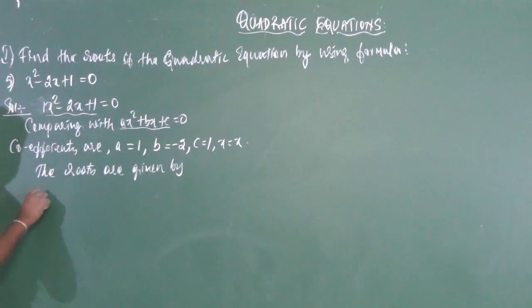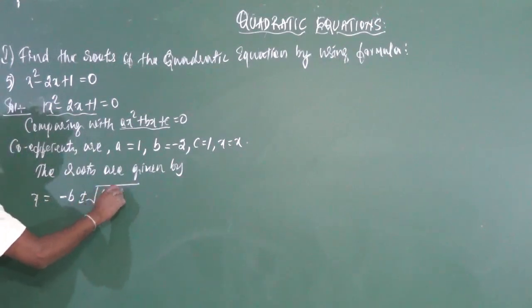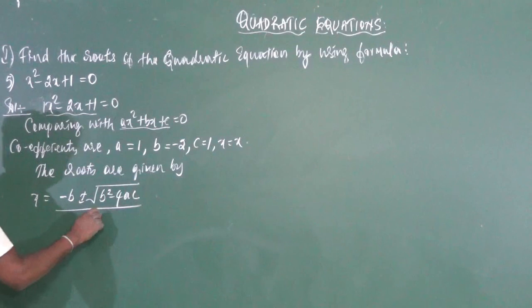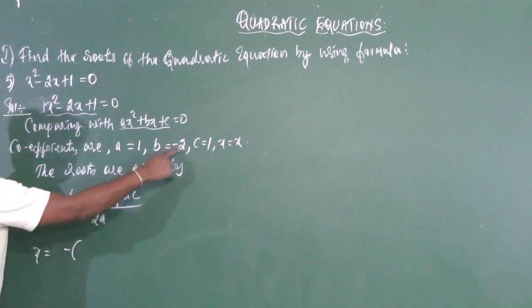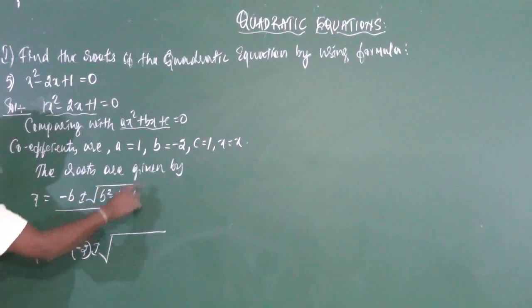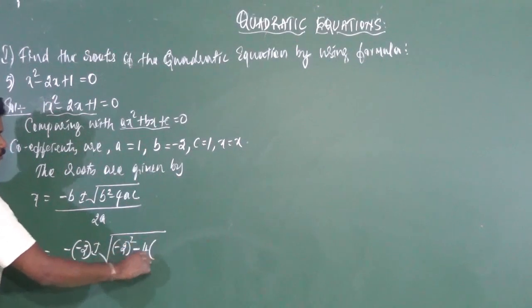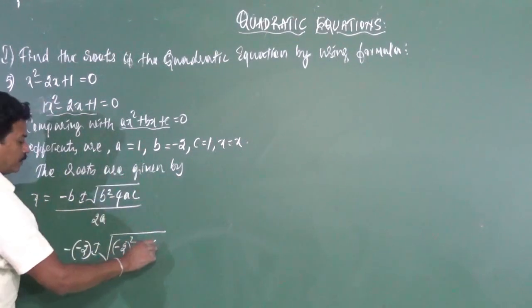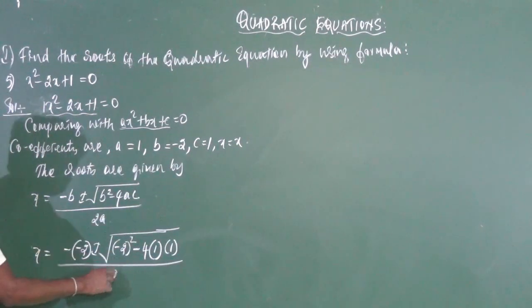Right. So the roots are given by x is equal to minus b plus or minus square root of b square minus 4ac by 2a. Okay. So variable x is x itself. So x is equal to minus, write the minus sign, open the bracket. b value is minus 2. Be careful. Plus or minus square root of b square, minus 2 whole square, minus 4 into a, 1, a is 1, into c, 1. Okay. Divided by 2 into a, that is 2 into 1.